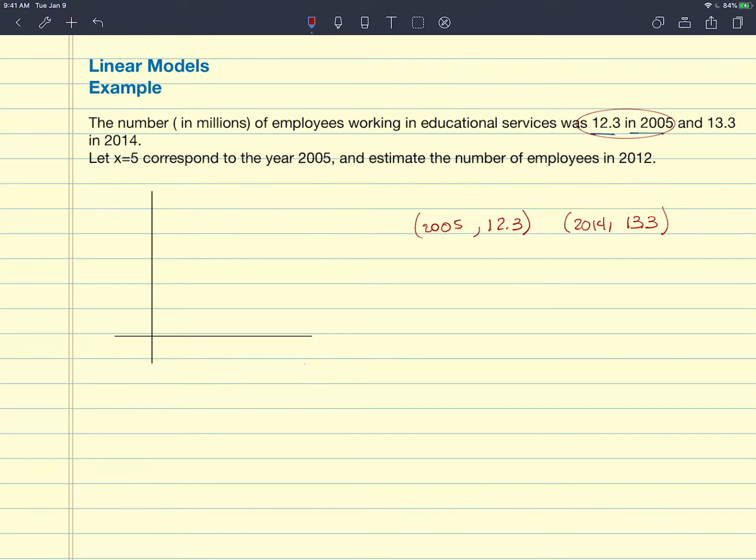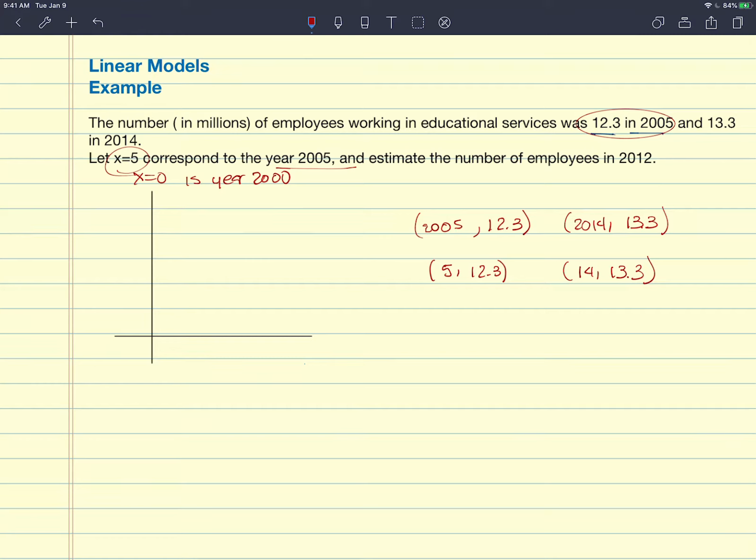The only tiny thing that we have to be careful about here is that these are really not the points that I'm using, because it says that x equals 5 is 2005. So this means that this number is really the point 5, 12.3, and this is the point 14, 13.3, right? Basically, telling us x equals 5 is 2005 is the same as saying that x equals 0 is the year 2000.